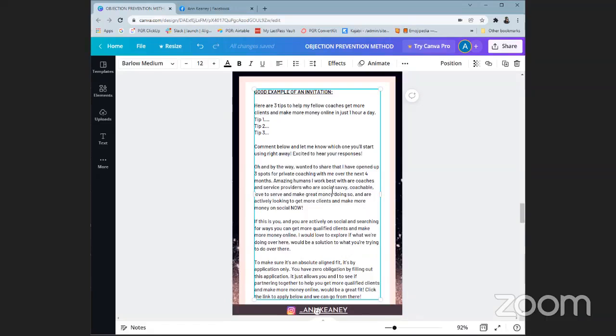I also used words like, if, right here, if you're actively looking, and then I said this, I would love to explore if what we are doing, and I'm going to bold this in here because this is the most important piece. I would love to explore if what we're doing over here would be a solution to what you're trying to do over there. This is a neutral question or a neutral statement. This is neutral language. This puts all of their sales resistance to rest. And they're like, wow, right?